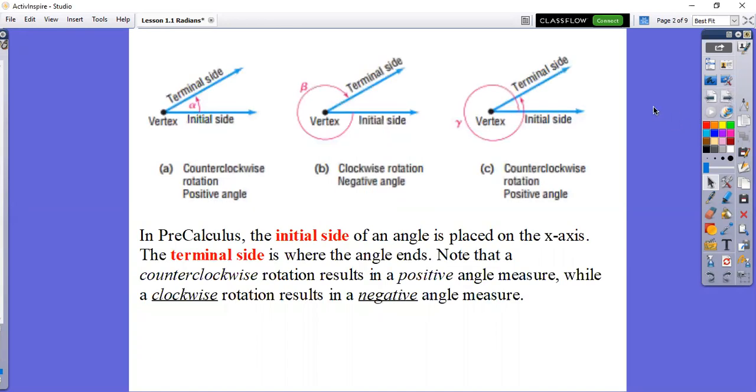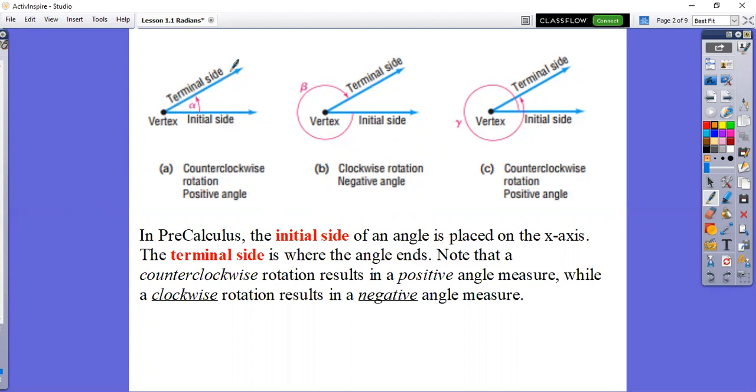A radian is actually an angle measure. It's a way of measuring angles. Before we get into the definition of a radian, we need to talk a little bit about angles and what they look like, and some different definitions that might be different from what you saw in geometry. First of all, a little bit of terminology. The initial side of an angle in pre-calculus is typically placed on the x-axis in the coordinate plane. The vertex is typically placed at the origin and the initial side is placed along the x-axis.